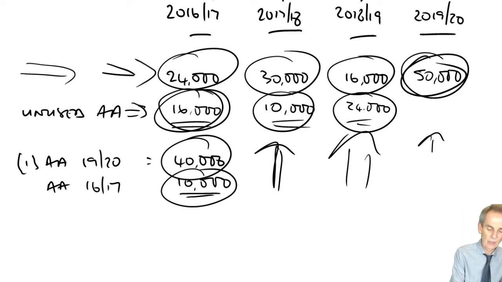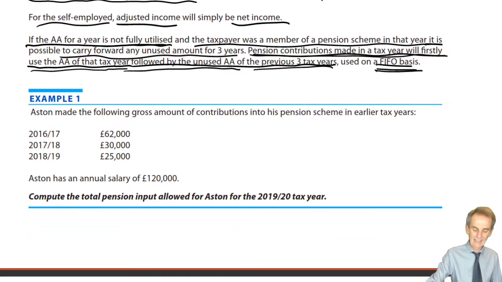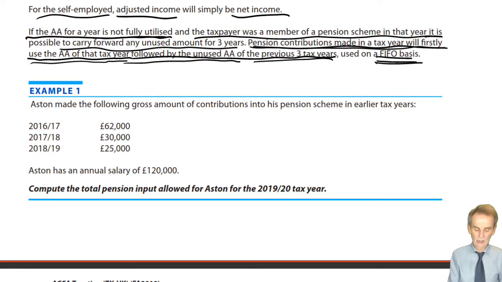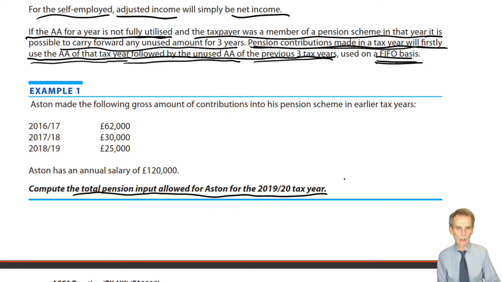Okay, returning to our notes now. We have a little example here. And what do we have to do? Compute the total pension input allowed for Aston for the 1920 tax year. So rather than being given an amount of contribution that's paid and determining will we get tax relief and how will we get tax relief in relation to that contribution for the tax year, what we're now asked to do is to work out for our hero here, Aston, what amount of total pension input would be allowed for the 1920 tax year, allowing the individual, if they have the cash available to make the contributions there, to be able to go up to the full maximum limit for that year.